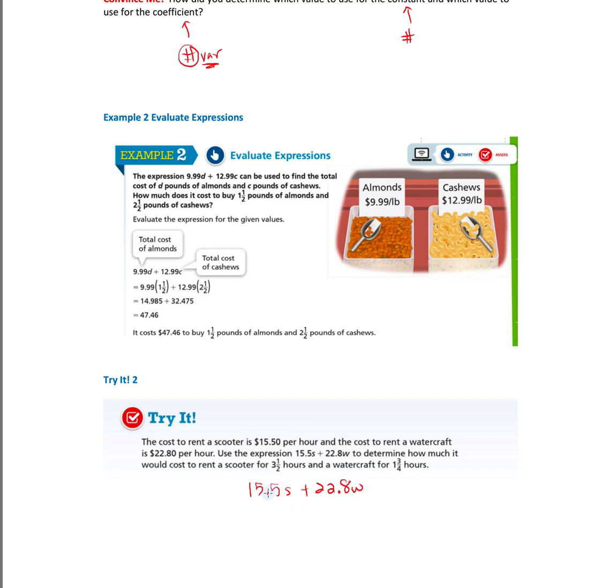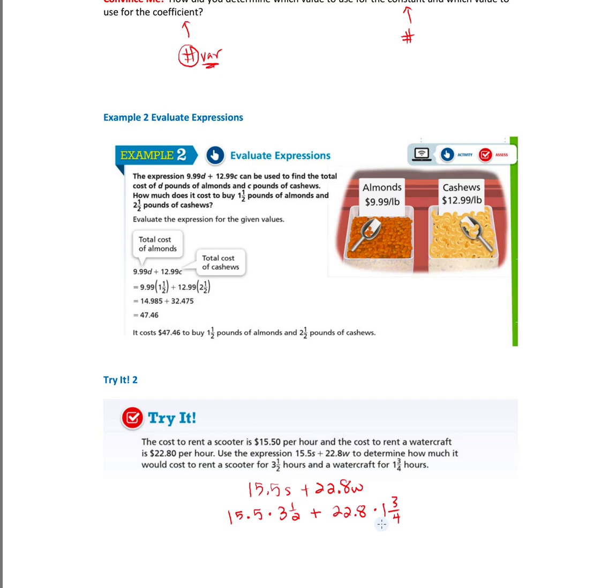And since this is a number right in front of a variable, there's understood multiplying here. So this is going to be 15.5 times, and then it says the scooter's rented for 3.5. So it's times 3.5. Plus, and then I'm going to have 22.8, and that's going to get multiplied by the hours that you rent the watercraft, which it says is 1 3/4. And now it's just a matter of calculating that.